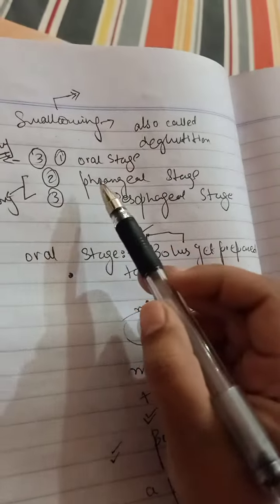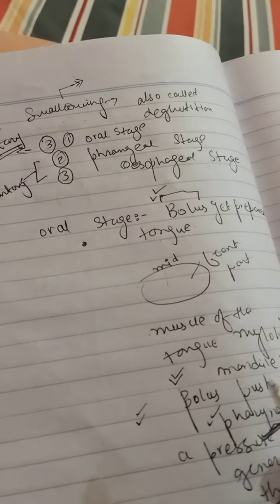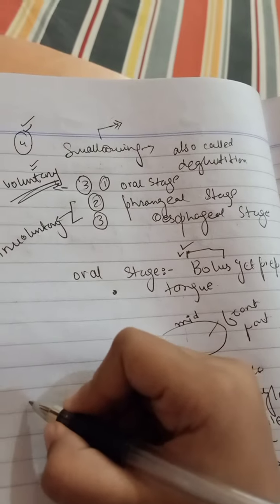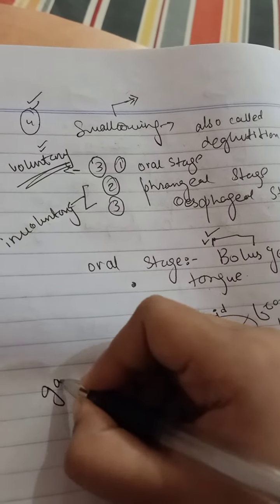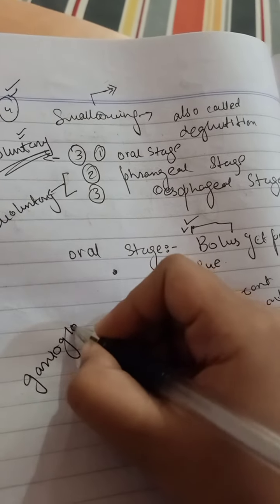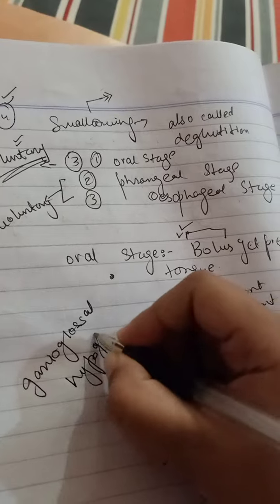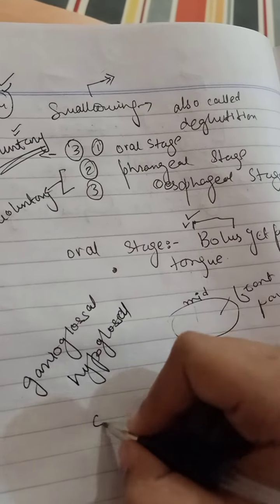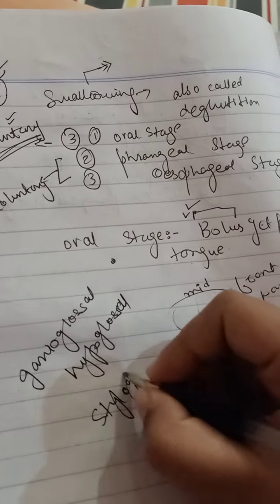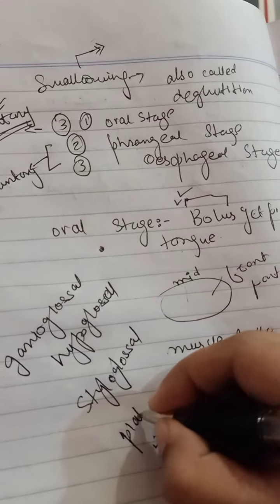So the next stage is the pharyngeal stage. First of all, we have to talk about the nerves. There are important nerves in the oral cavity, that is the glossopharyngeal, hypoglossal, styloglossal and palatoglossal.